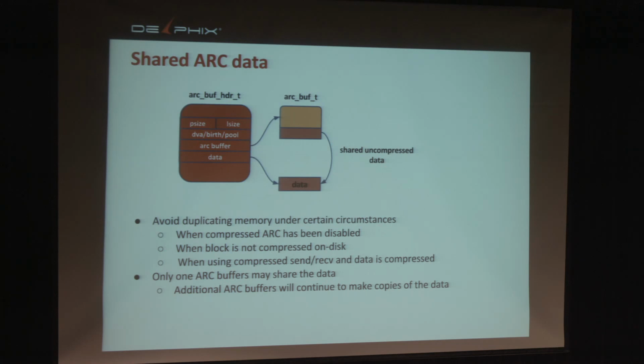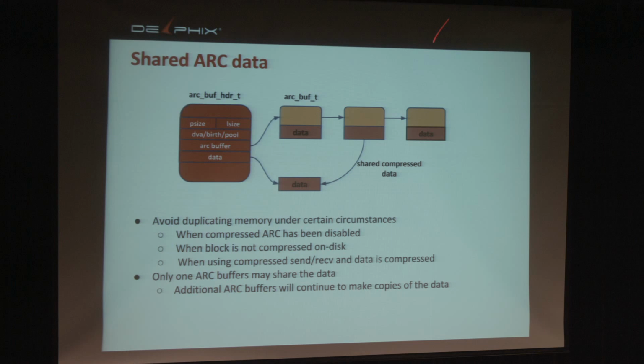Dan also talked this morning about the compress send receive code. One of the advantages is if this header happens to be compressed, then we may actually have the ability to create a compressed ARC buffer, which is now sharing the header's compressed data. We don't have to do another allocation, and it's this ARC buffer that we pass to the DMU code to do the send. These other ARC buffers that aren't actually doing sharing are still storing data uncompressed.